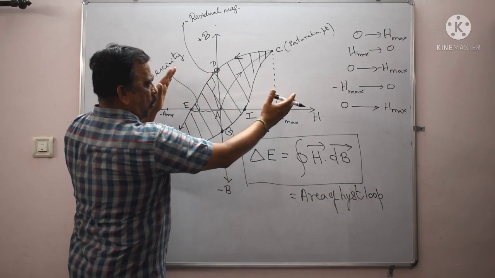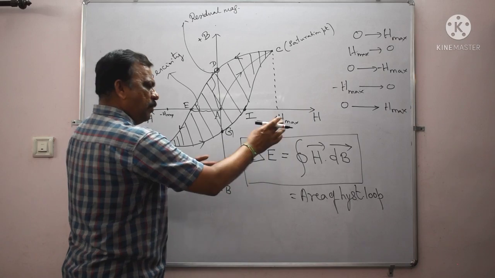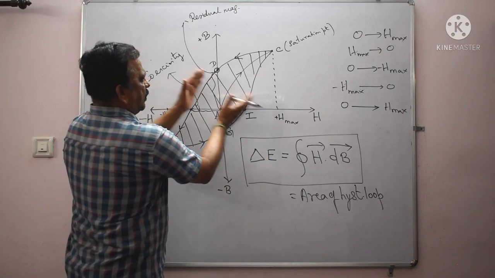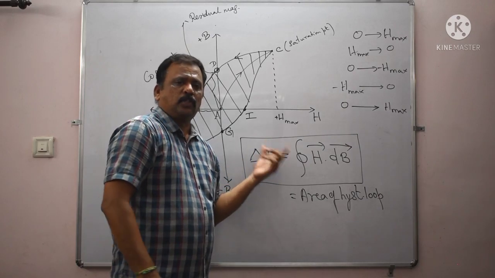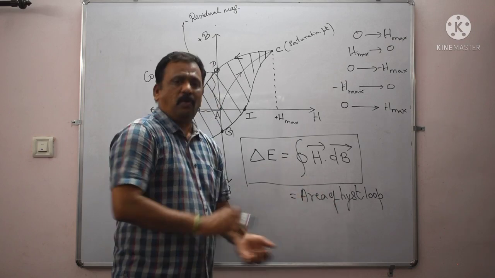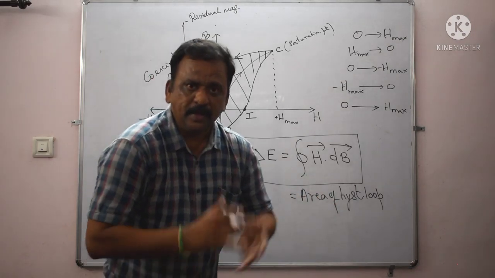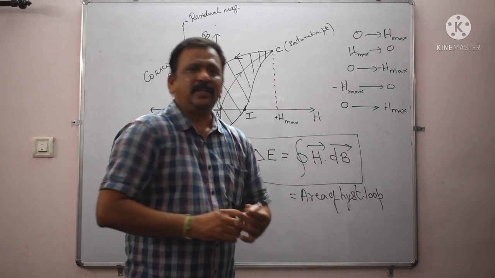If the loop is broader, the area will be more, and the loss of energy will be more. If the loop is thinner, narrower, then the area of the hysteresis loop is going to be small, and hence smaller will be the loss of energy. So that's all for hysteresis loop.